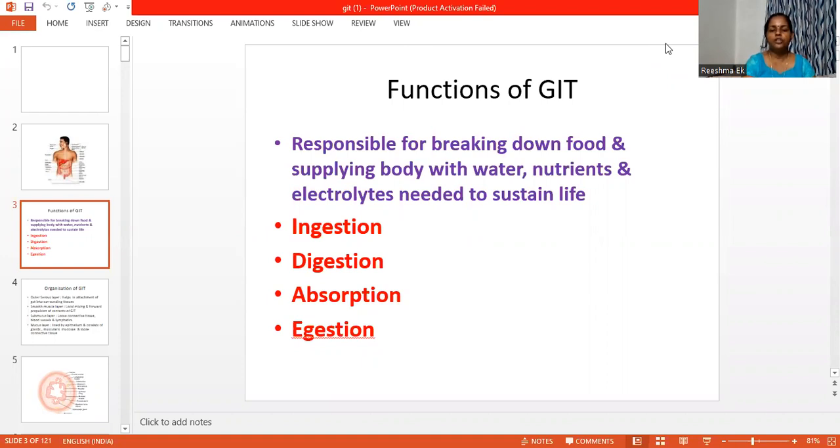Today we are going to learn about functions of the gastrointestinal tract. Here you can see various functions of the gastrointestinal tract. The GIT is responsible for breaking down food and supplying the body with water, nutrients and electrolytes needed to sustain life. It helps in ingestion, digestion, absorption, and excretion.